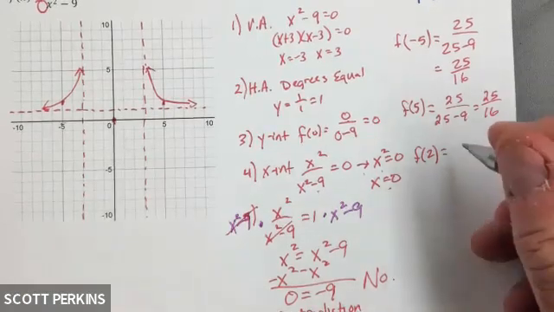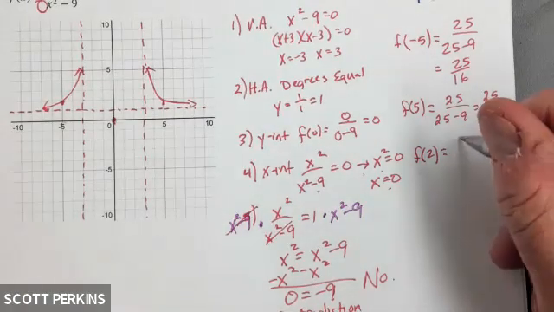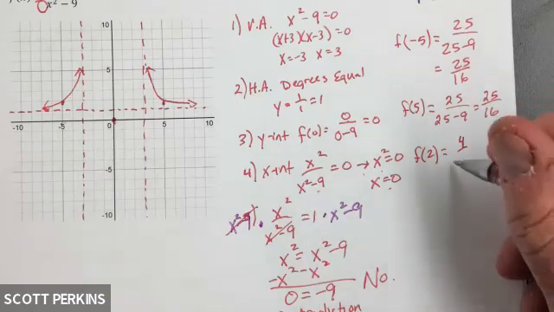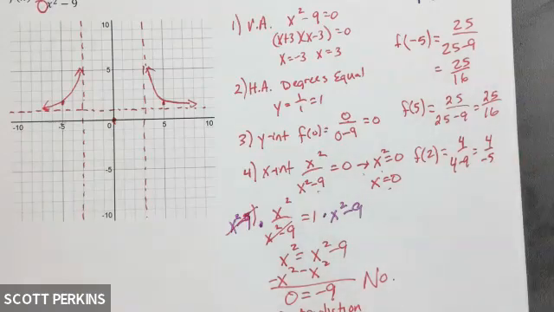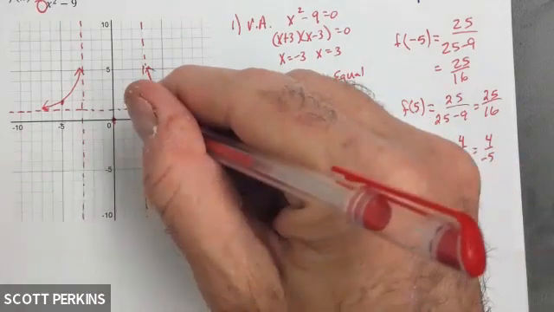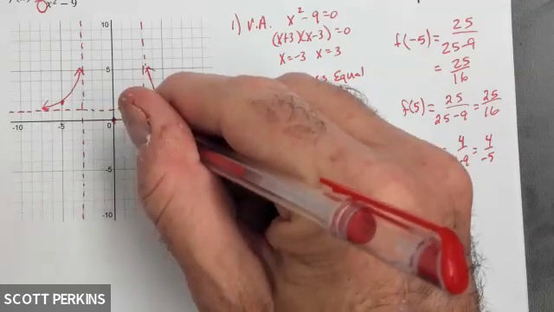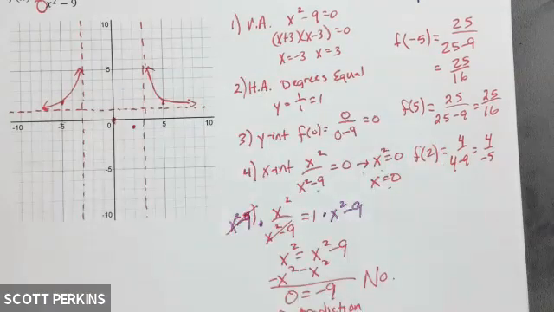So when I plug in 2 in the numerator, I get 2 squared, which is 4. In the bottom, I get 2 squared, which is 4, minus 9. So that's 4 over negative 5, or negative 0.8. So I go over 2, and I go over 2 and down 0.8. So somewhere right about there.